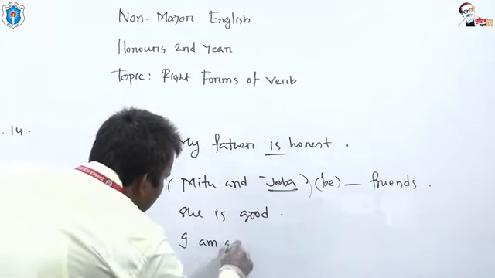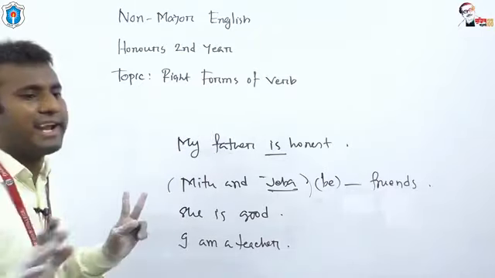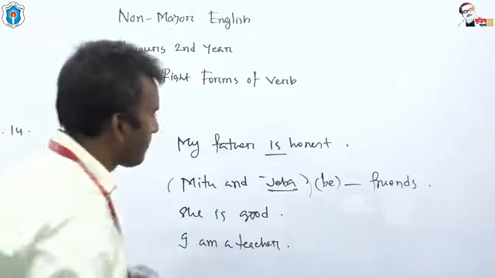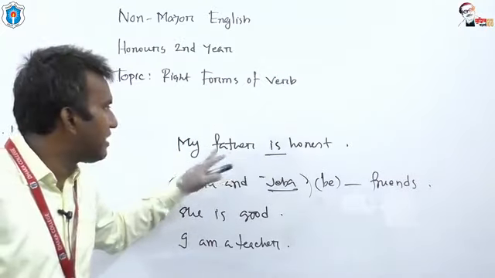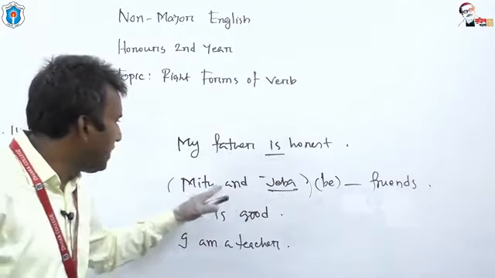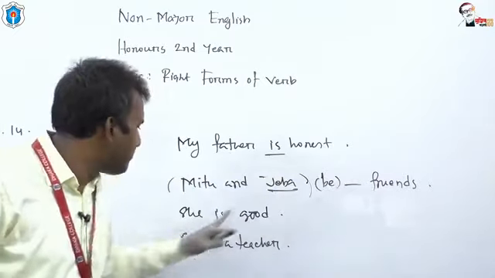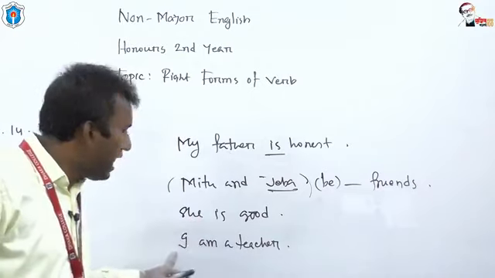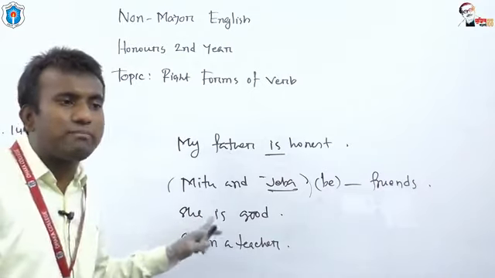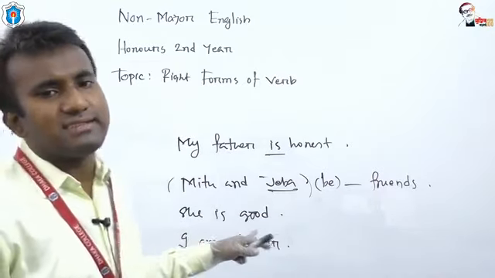I am a teacher. These all are correct. But if I say, my father is honest, my father is singular, the verb is singular. Mitu and Jeba are friends, Mitu and Jeba are plural, the verb is plural. She is good, she is singular, the verb is singular. I is the subject of the sentence. This I is singular, that's why I have used am as the singular verb.